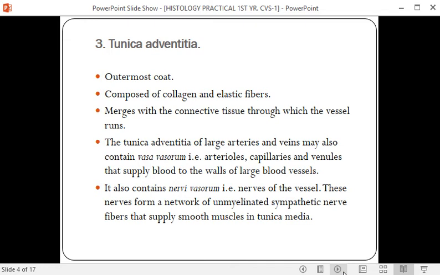Now, vasa vasorum are the vessels that supply blood to the walls of large blood vessels. These are arterioles, capillaries, and venules. And nervi vasorum are the nerves of the vessel. These nerves form a network of unmyelinated sympathetic nerve fibers that supply smooth muscles in tunica media.